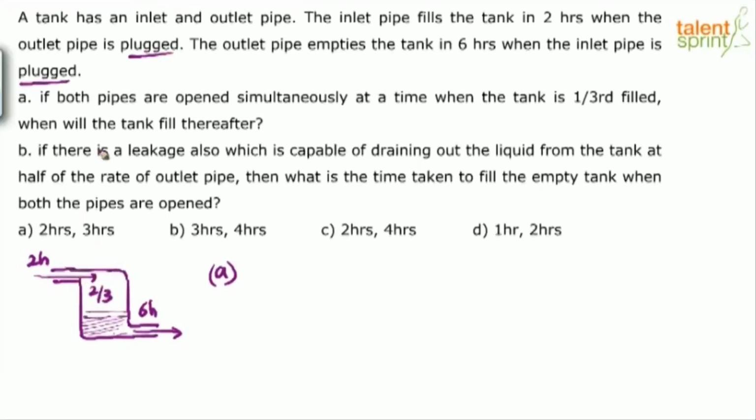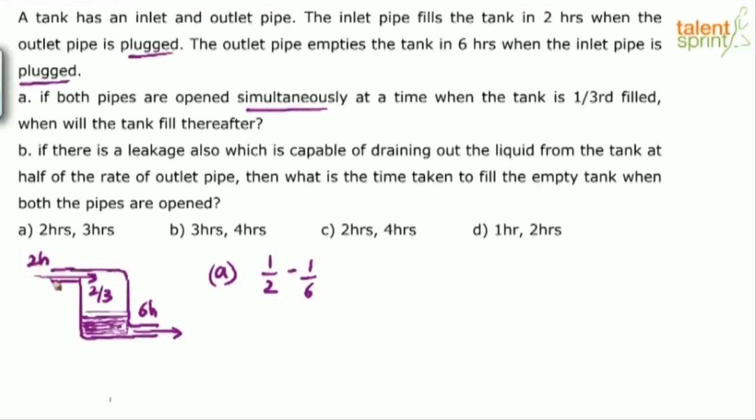So how much time will both the pipes take? Remember, both the pipes are opened simultaneously at a time when the tank was 1/3 full. So 1/3 is full. Now if both are opened simultaneously, this is unplugged, that also is unplugged. So how much time will it take thereafter to fill the tank? Nothing to worry about what is given in this question there. First of all, find out how much time will both the pipes take together. See, the first pipe's capacity is 1/2. The second pipe's capacity is minus 1/6. Why are we taking minus 1/6? Because it is doing negative work.